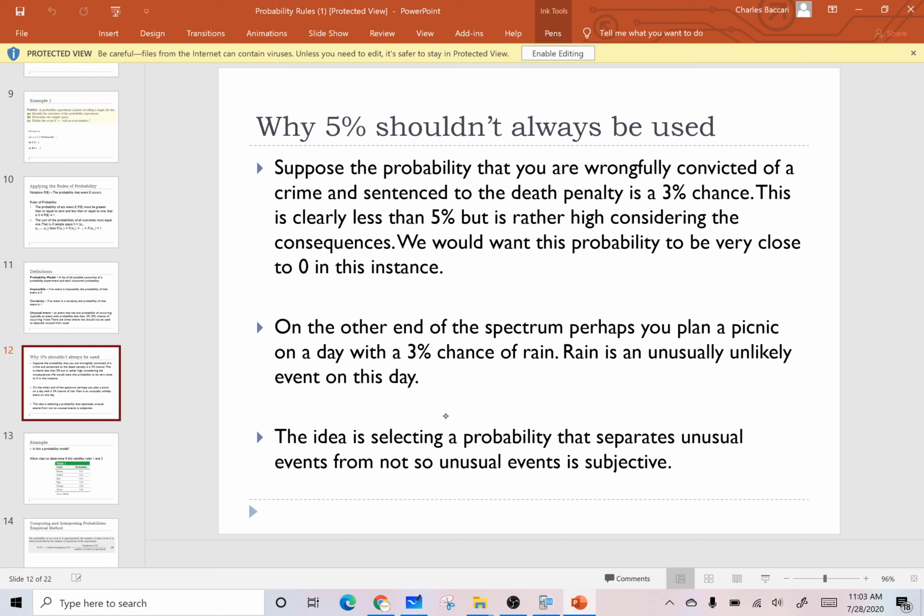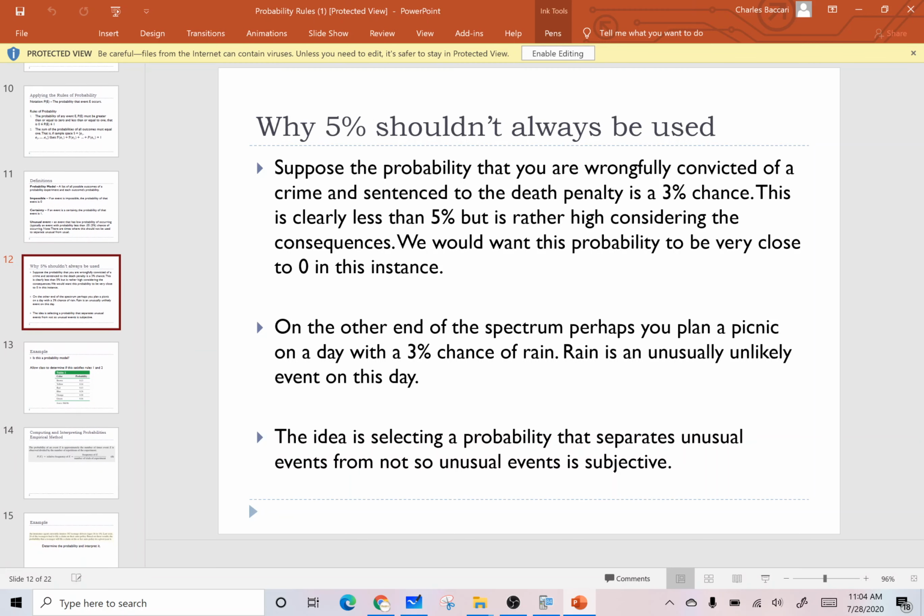Suppose the probability you're wrongfully convicted of a crime and sentenced to the death penalty is a 3% chance. This is clearly less than 5%, but is rather high considering the consequences. We would want the probability to be very close to 0 in this instance. So, right, you don't want to be wrongly convicted of a crime. That's another example. On the other end of the spectrum, you want to plan a picnic with a 3% chance of rain, and rain is unusually unlikely on this day. So if it's only 3%, you're banking on it not raining that day, and if it did happen, you'd be really surprised. The idea is that selecting a probability that separates unusual events from not so unusual events is subjective, so keep that in mind.